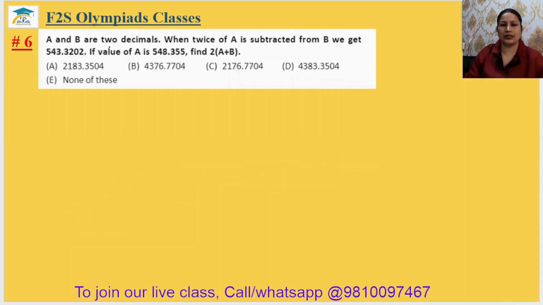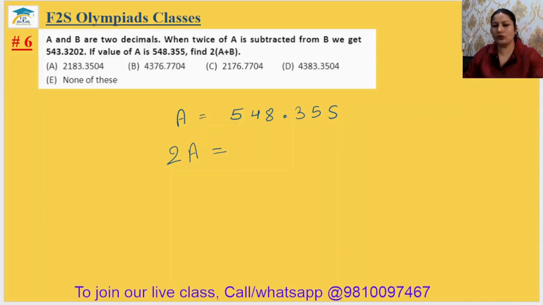Come to question number 6. A and B are two decimals, where twice of A subtracted from B, we get this. Value of A is this, find this. So twice of A, value of A is given as 548.355.